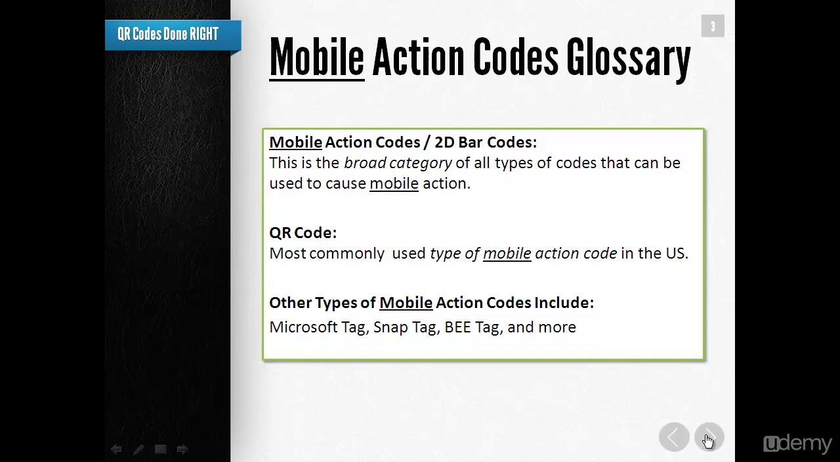QR codes are really the most commonly used type. If you're a Gen Xer or older, you remember the VHS and Betamax argument, which has now gone across several different formats of various technology, and we're in that now with mobile action codes. Really, QR codes are probably going to be the winner. I can't imagine that they're not, but they are just one type. There are other types of mobile action codes, like Microsoft Tag, Snap Tag, B Tag, and more. But QR codes are probably going to be the one for the US, and they already are in Japan.